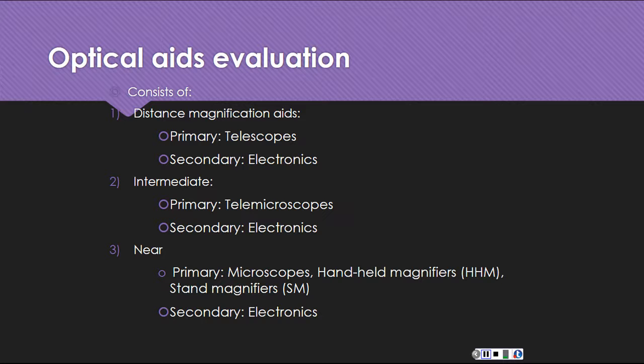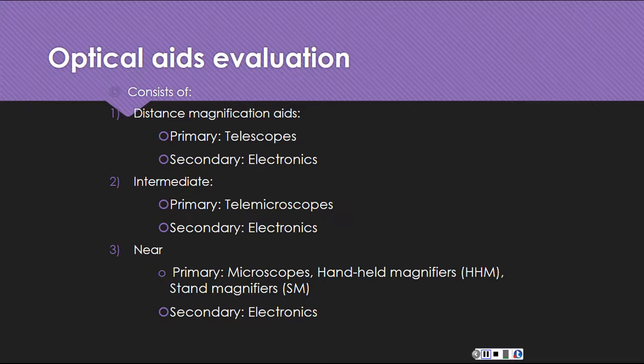For intermediate, the primary devices that we use are telemicroscopes as well as electronics. And then for near, that's where we have the widest range of devices available: microscopes, handheld devices, and stands. Electronic devices, you'll hear a lot about closed-circuit televisions. And if you're in VT or get a chance to rotate through low vision as a third year for observation, you'll see there are a lot of portable closed-circuit televisions as well as desk systems.